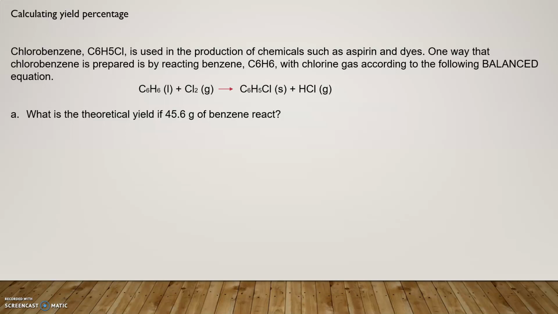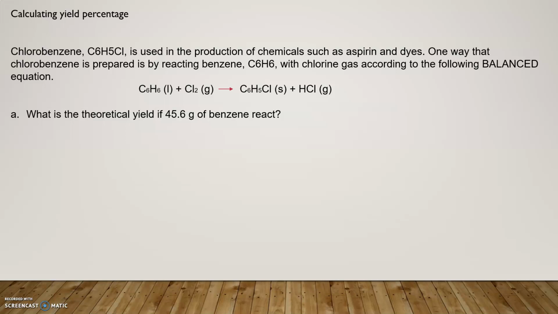So as an example, you have a chlorobenzene. This is C6H5Cl, used in production of chemicals such as aspirin and dyes. One way that chlorobenzene is prepared is by reacting benzene, C6H6, with chlorine gas according to the following balanced equation. This equation is actually balanced, so you need no balancing.